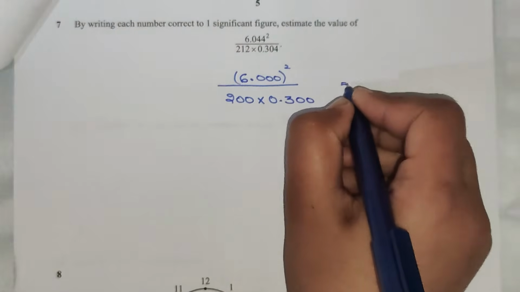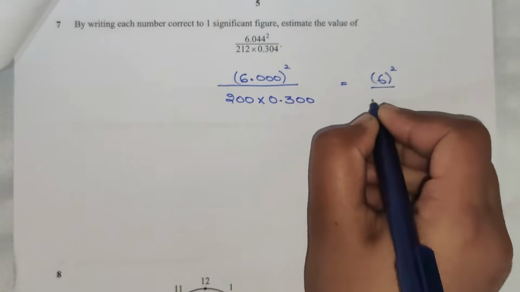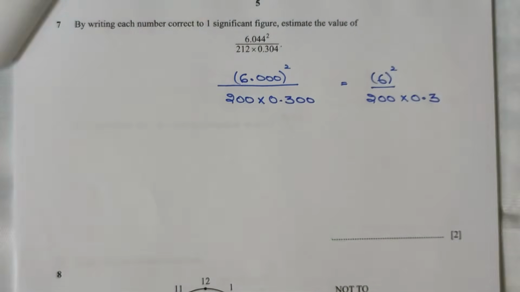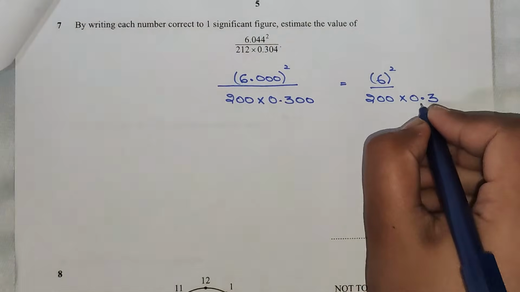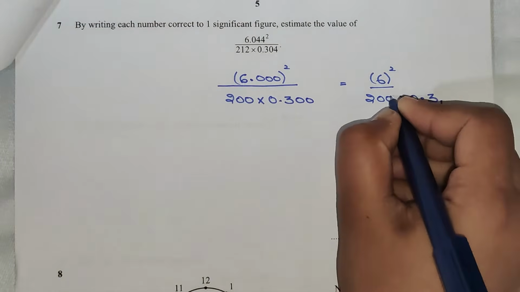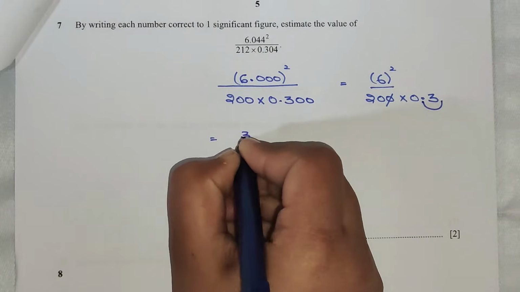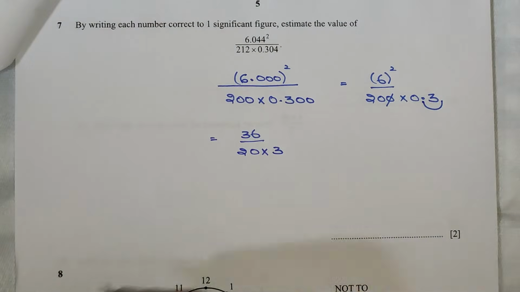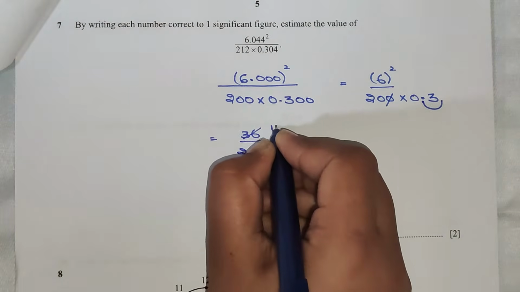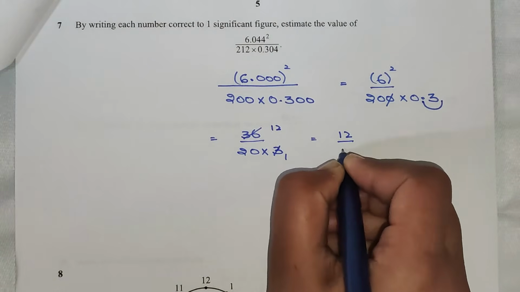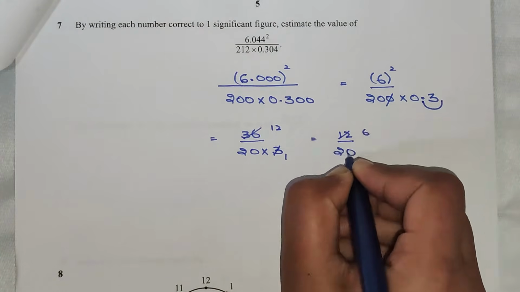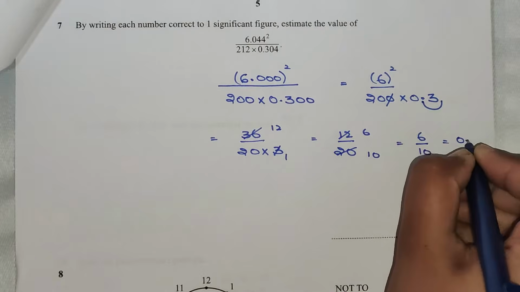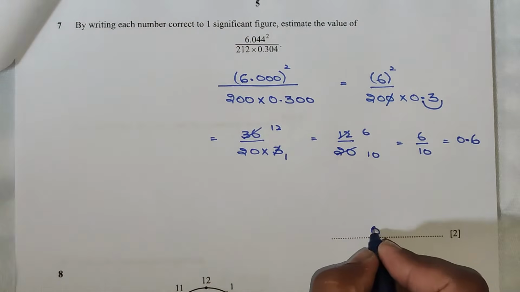Okay, now this is basically equal to 6 square divided by 200 times 0.3. Right, so first what we need to do is shift this decimal point to the right, and we cancel a 0, so 6 square would be 36 divided by 20 times 3. Right, now we have 3 times 1 is 3, 3 times 2 would be 6, it would be 12 out of 20, and 2 times 6 is 12, 2 times 1 is 2 and 0, so what is 6 divided by 10? This would be equal to 0.6. So the answer is 0.6.